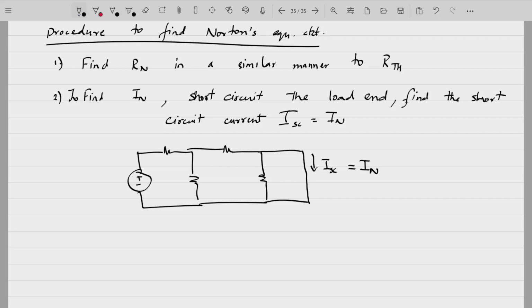The use of this Norton's equivalent circuit will be somewhat similar to that of Thevenin's equivalent circuit, but wherein you want to design your system for a constant current source. There, the use of Norton's equivalent circuit is much more. There, Norton's equivalent circuit will be much more needed as compared to a Thevenin's equivalent circuit.